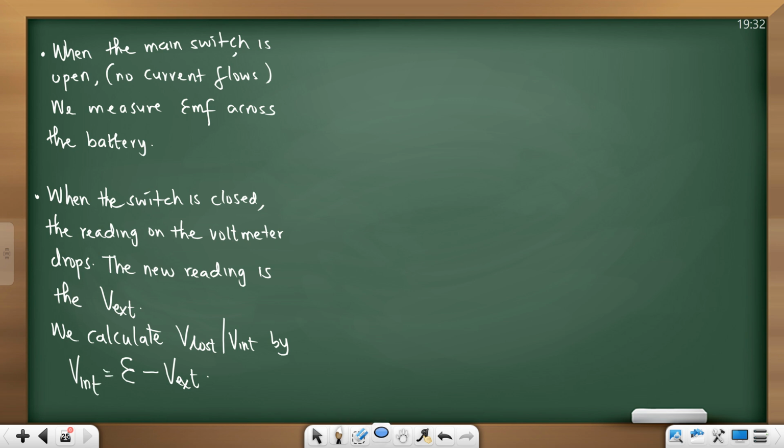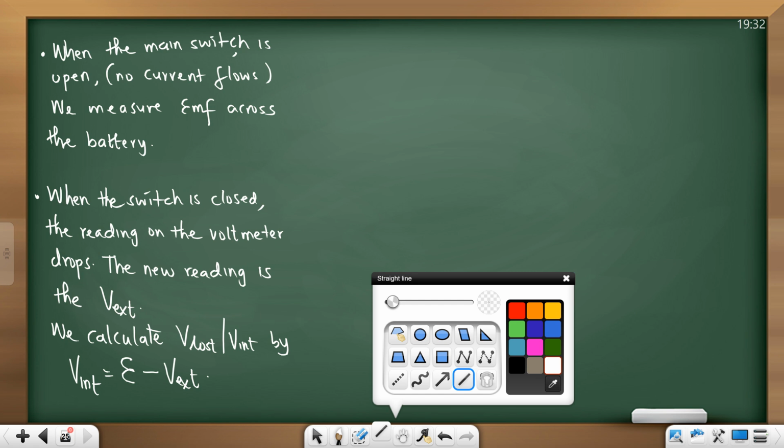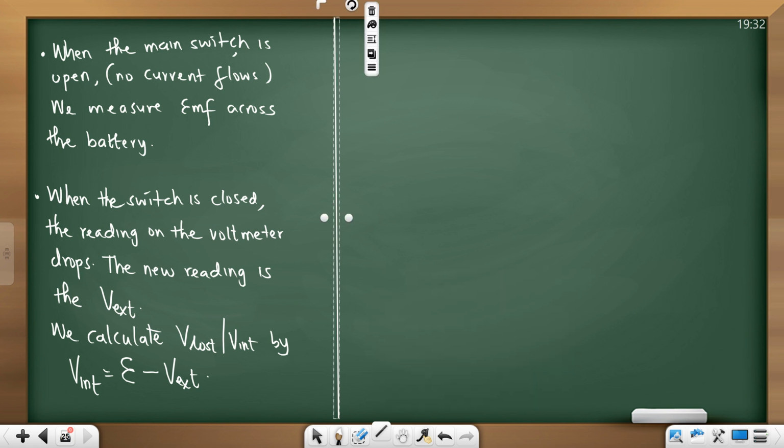So we'll be switching between V lost and V internal. You know, even I switch a lot, but just know that it is the same thing. So when the switch is opened, we measure EMF, but immediately we close the switch, then things change.